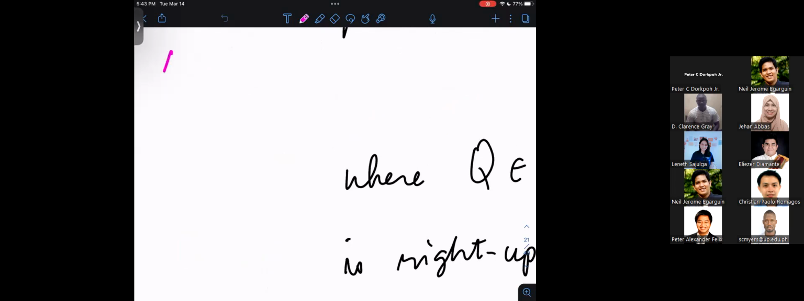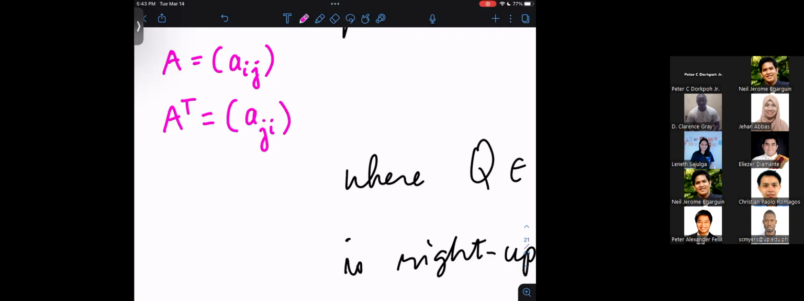So if you have a matrix A and the matrix has entries a sub ij, it is the entry on the ith row and on the jth column. Its transpose is the matrix A transpose, wherein the row number and the column number of each of the entries are interchanged. So that means the entry of the matrix A on row i and column j is now put on the jth row and the ith column. So you're switching the row number and the column number of your original matrix.